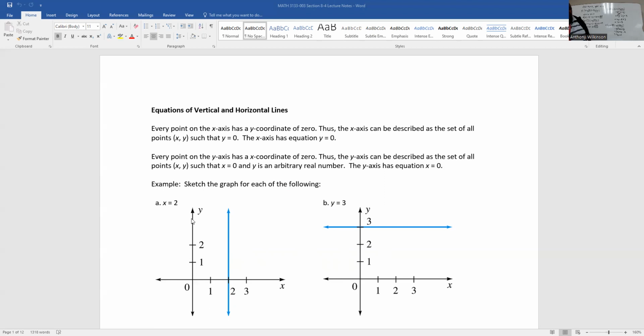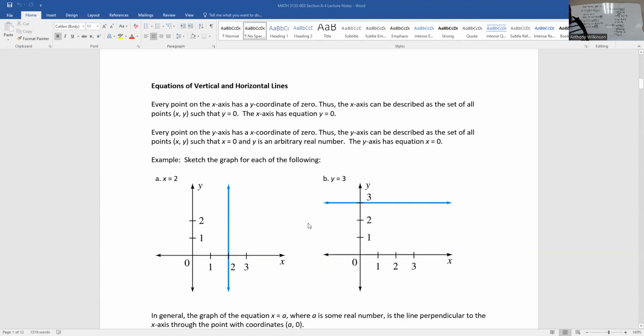Now for the y-axis, which goes straight up and down like this, every point on the y-axis will have an x-coordinate of 0. That means the y-axis can be described as the set of all points (x, y) where x is equal to 0 and y could be any arbitrary real number. So the y-axis has the equation x = 0. In short, a vertical line going straight up and down would be x equal to some constant. A horizontal line would be y equal to some constant.